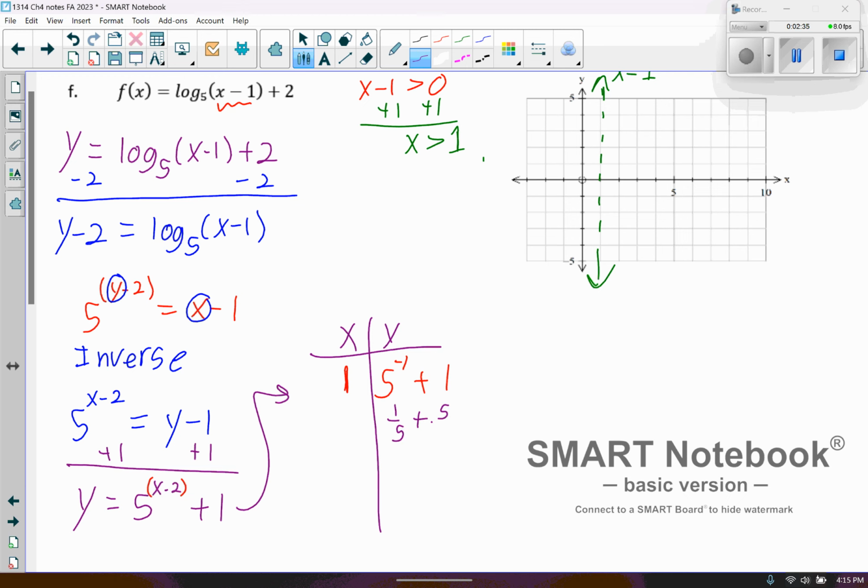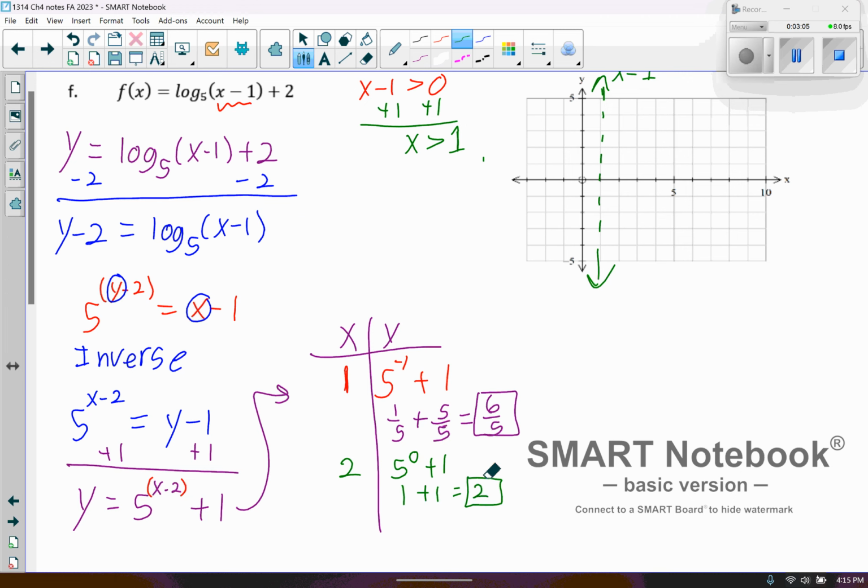Then I'm going to plug in a 2, because when I plug in 2, I'm going to get 5 to the power of 0 and then +1. Well, 5 to the power of 0 is actually a 1. 1 plus 1 equals 2. So there we go. I got a second point. And then my last point, I'm going to plug in a 3, which would give me 5 to the power of 1 and then +1. Well, 5 plus 1 is 6. So this is the inverse table of the function I wanted to graph.